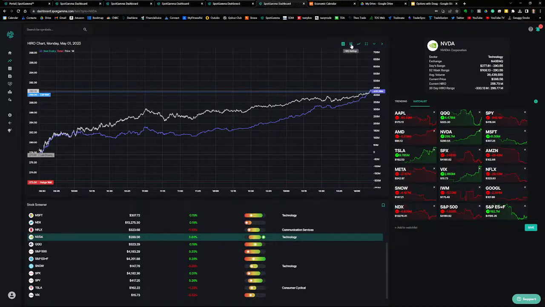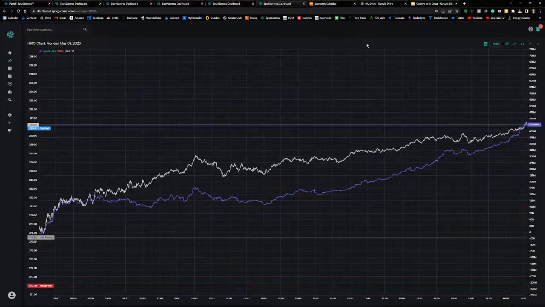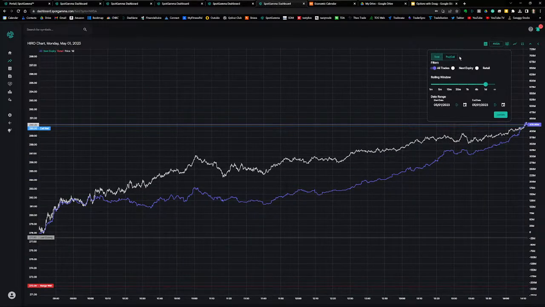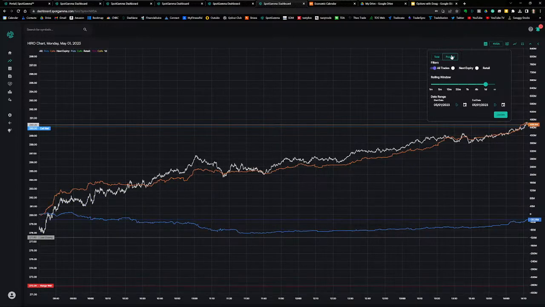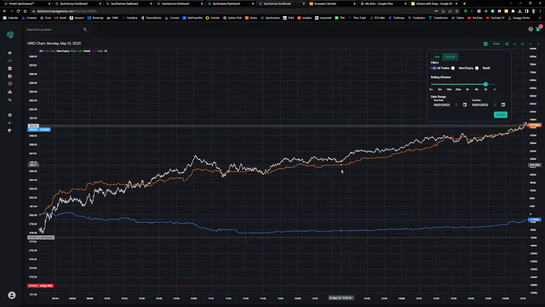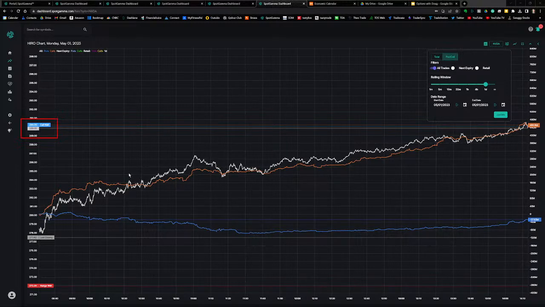And NVIDIA, we'll zoom in on this. Call buyers were definitely driving the stock higher, and that's shown by the rising orange line there. That indicates traders are buying calls, market makers are selling calls, and they have to buy stock to hedge their delta exposure when they sell calls. That can really drive price higher. And note the call wall at 290, price target, and potential resistance level.